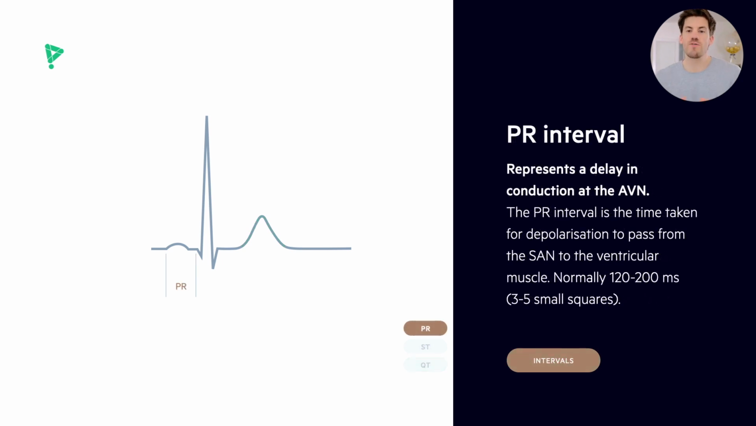We then have other components of the ECG that are important to know about. So we have the PR interval, going from the P wave to the R wave, or the start of the Q. It represents a delay in conduction at the atrioventricular node. So the PR interval is the time taken for depolarization to pass from the sinoatrial node to the ventricular muscle, and it's normally around 120 to 200 milliseconds, so 3 to 5 small squares.